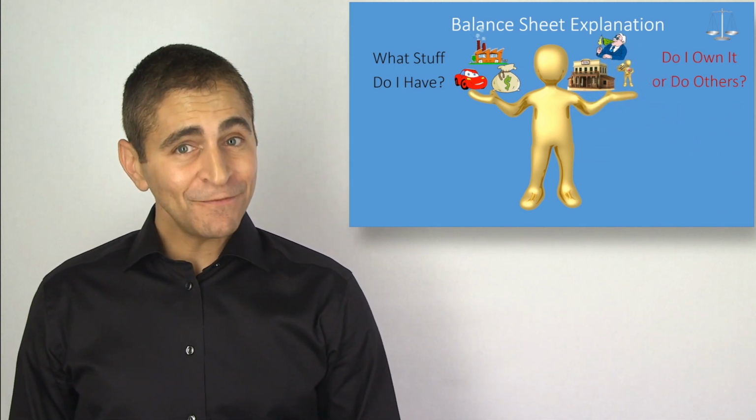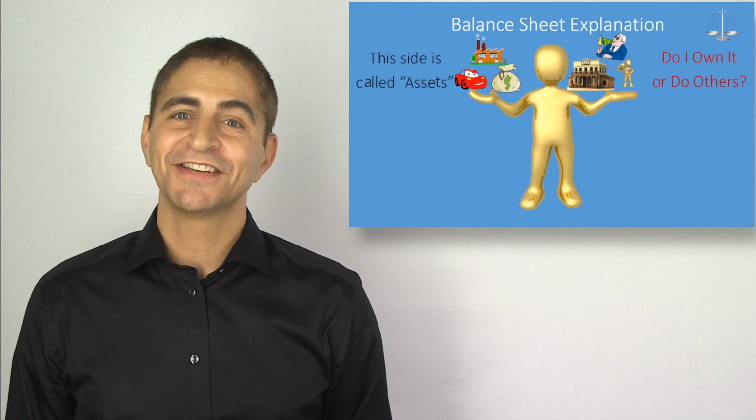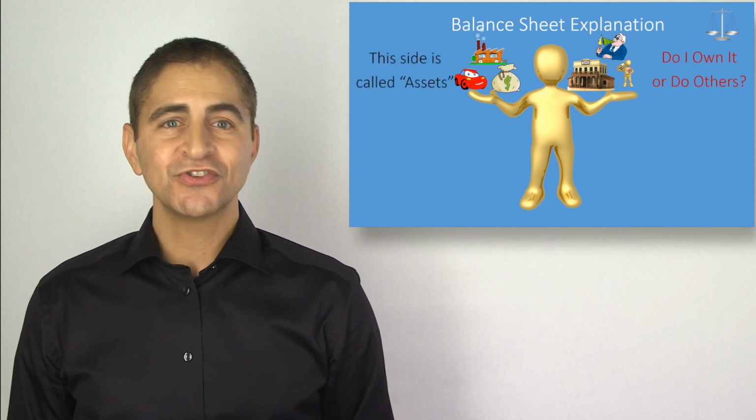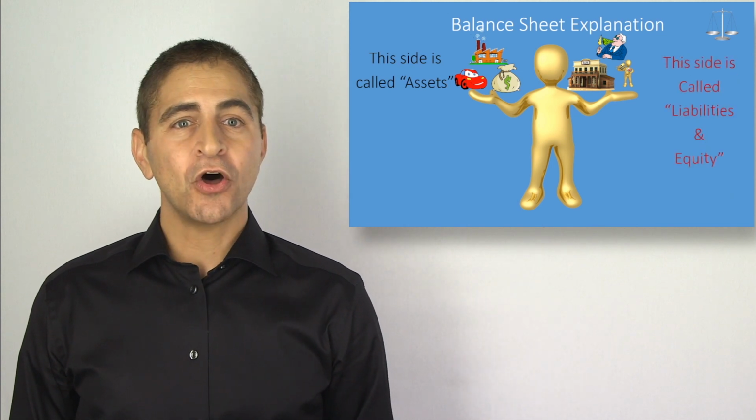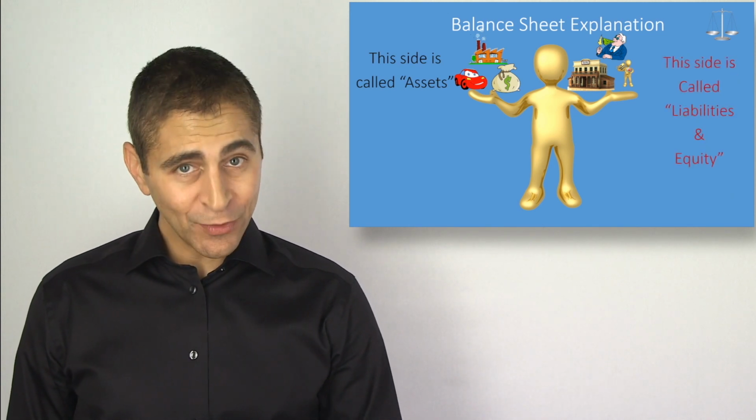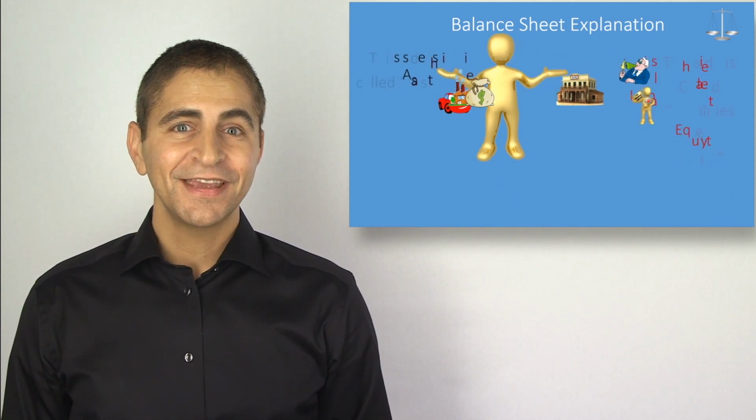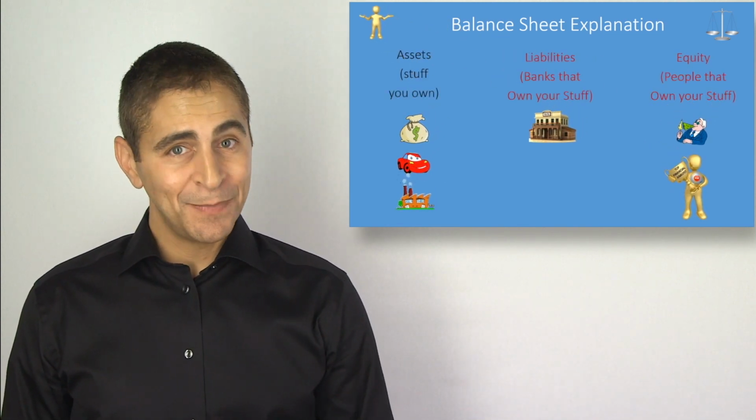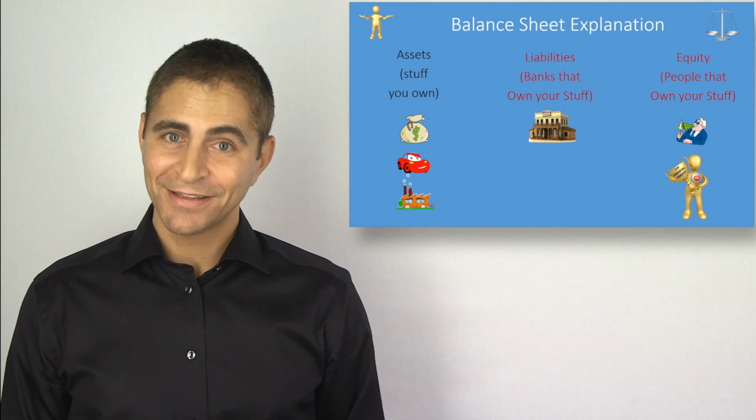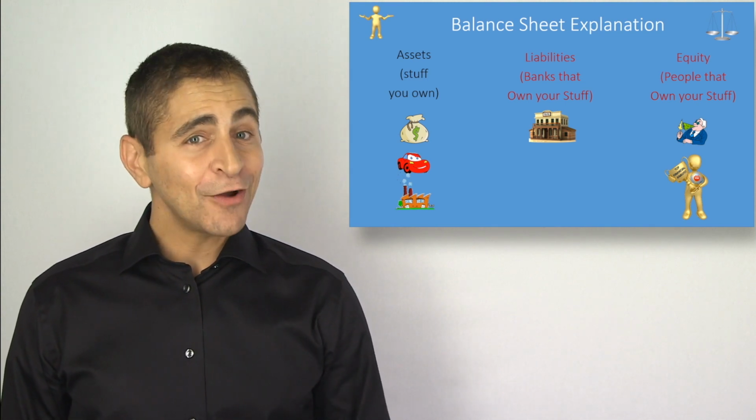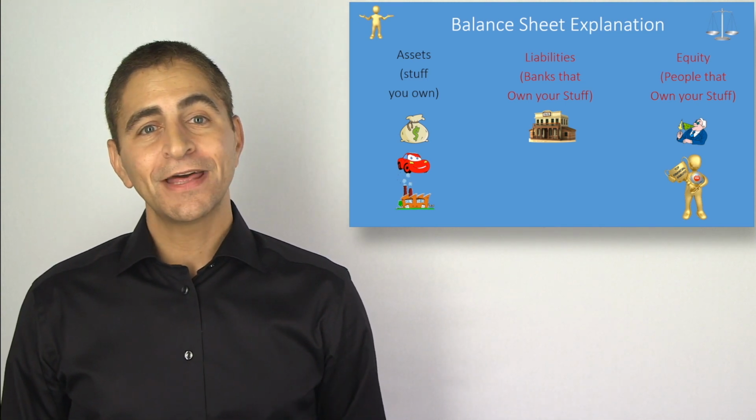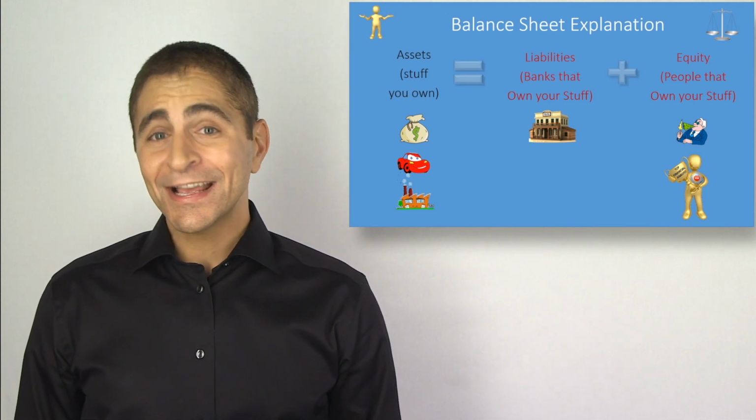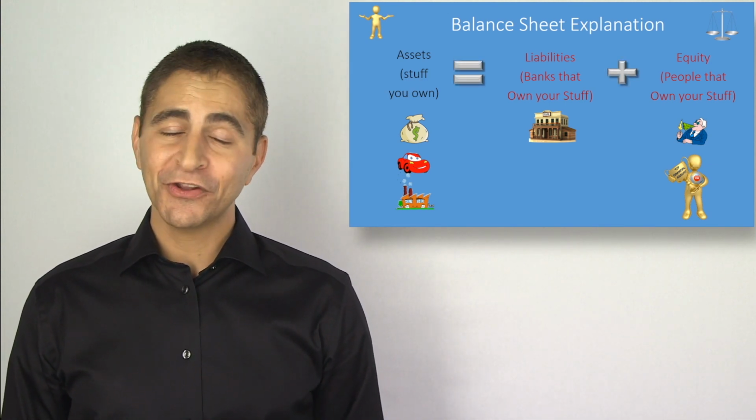Okay. And the stuff you have is called assets. Those are your assets, okay? And who owns those assets? That's called liabilities and equity, okay? And so assets is, again, stuff you own. Liabilities is a bank that owns your stuff. And then equity is people that own your stuff, including yourself, okay? And so assets has to equal liabilities plus equity.